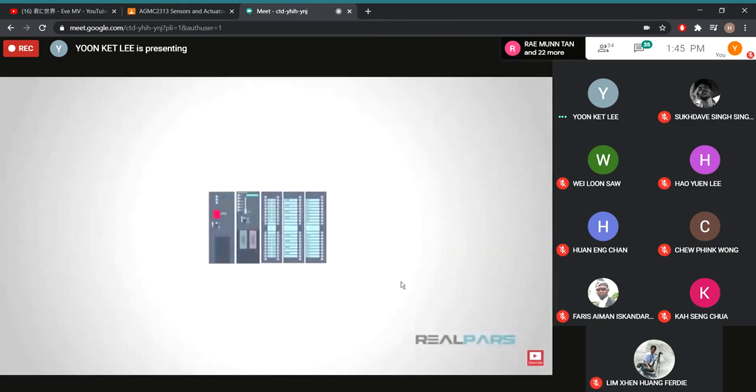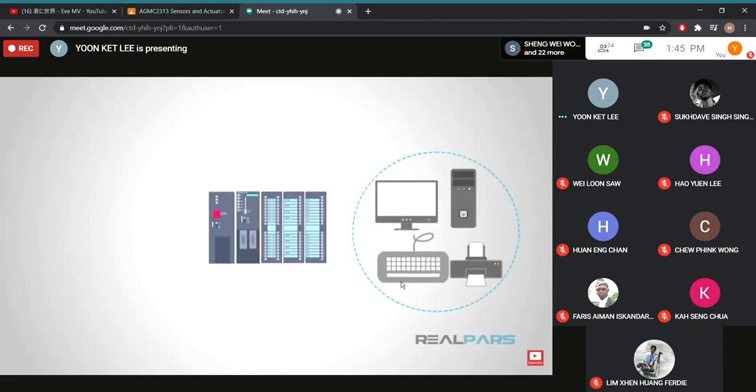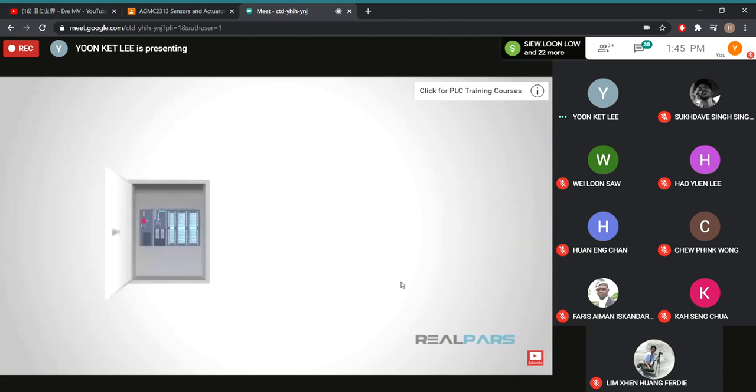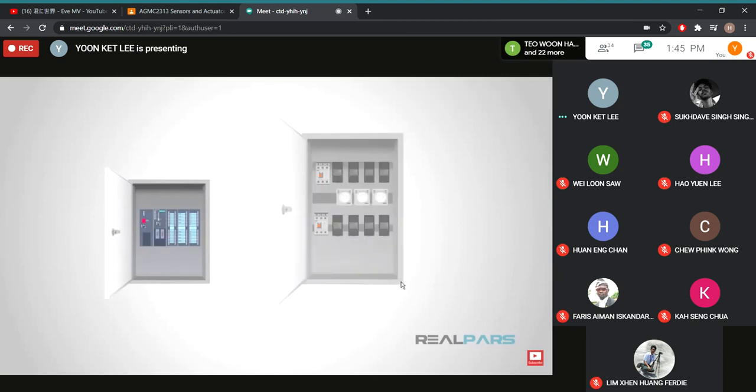The Programmable Logic Controller, or PLC, is a special purpose computer. It has no display, no keyboard, no printer, no hard drive, and hides in the control panel out on the factory floor. But it is still a computer.